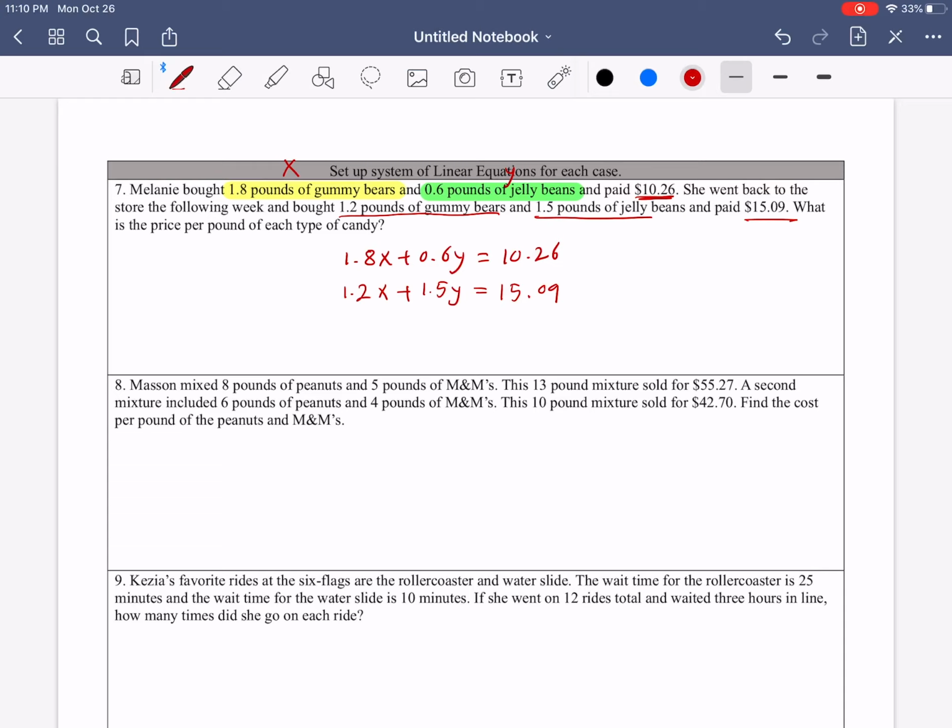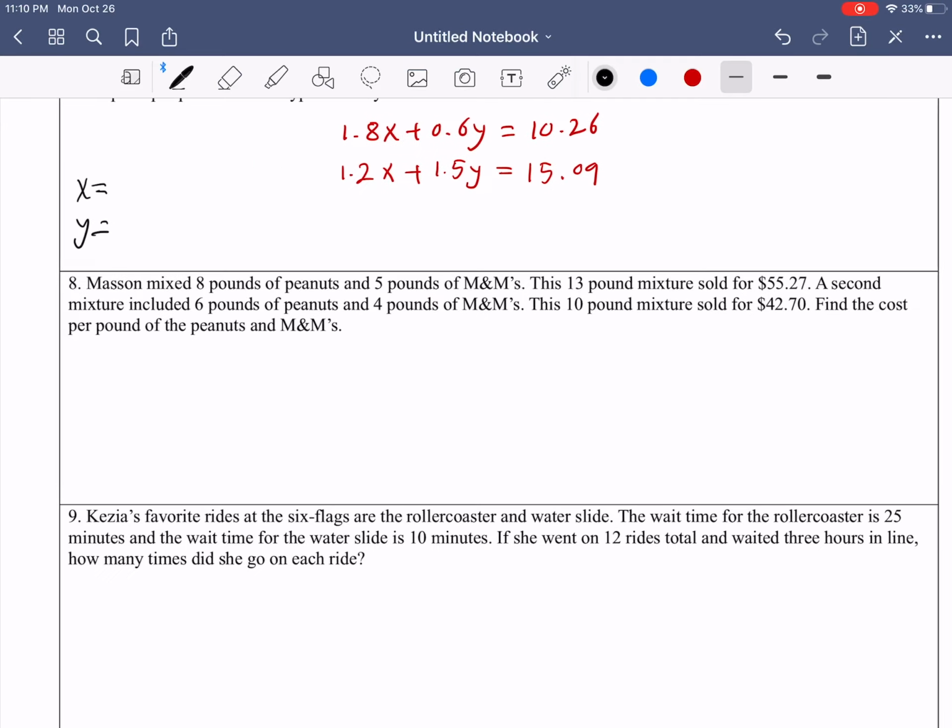So what you can do is put this into the graphing calculator in decimals and find X and Y. This will be on your test for sure, so you have to know how to set this up on paper. Now this one can be a bit complicated again, so I will go over this. All right, I think it's easy about here.